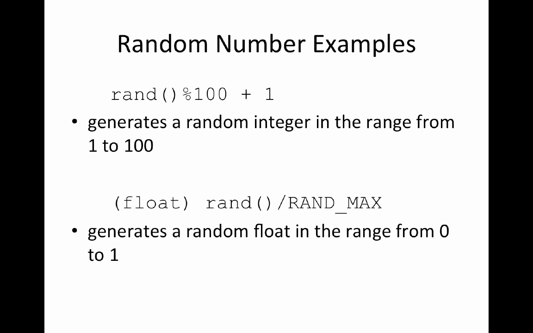Here are a couple of examples. rand() % 100 + 1 is going to generate a random integer in the range from 1 to 100. (float) rand() / RAND_MAX is going to generate a random float in the range from 0 to 1.